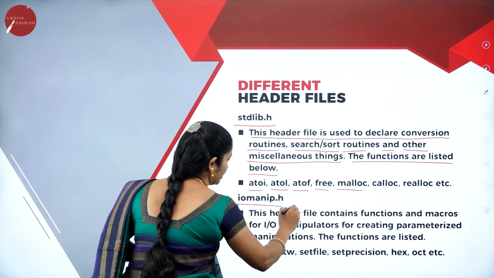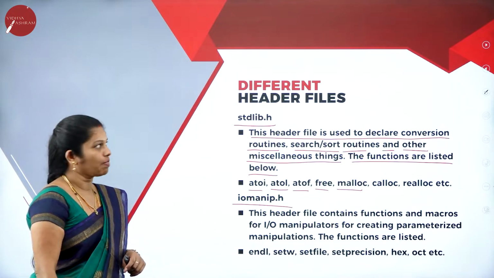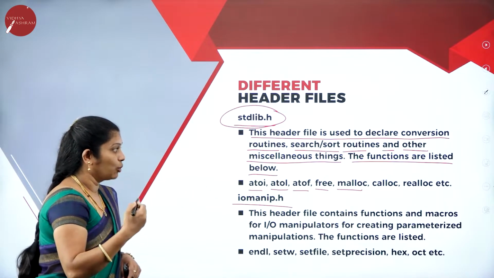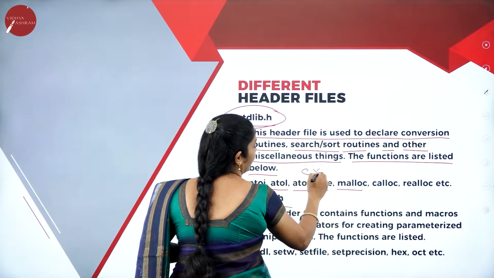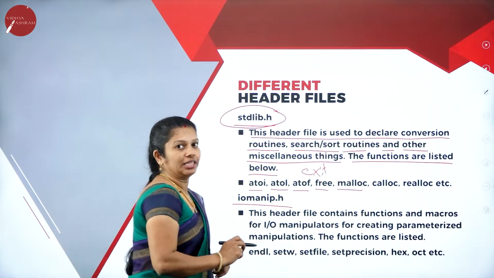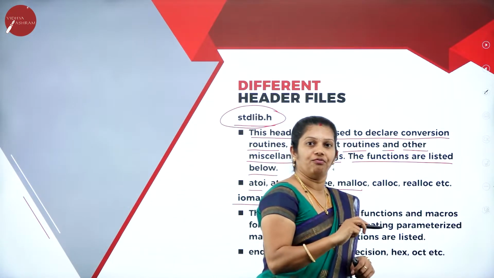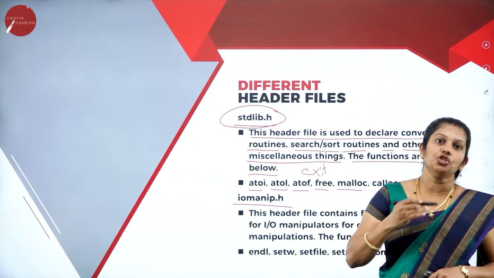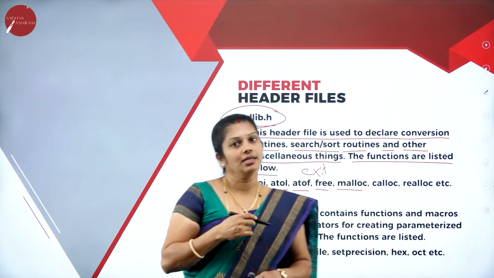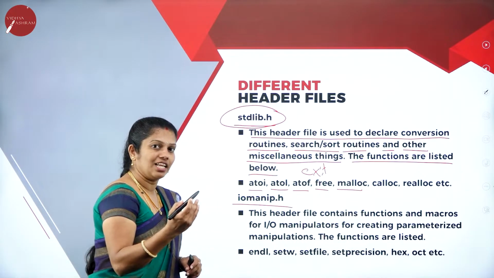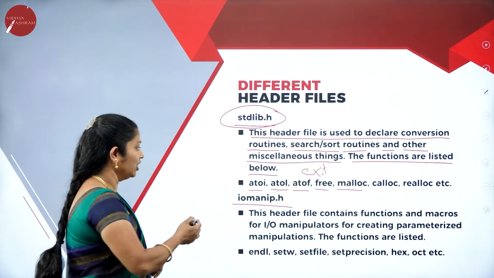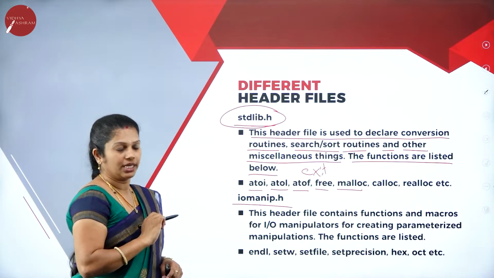And the next header file is iomanip.h, whereas stdlib is the standard library. In the program, if you use exit also, then we need this standard library. Whereas iomanip.h is a supporting header file to manipulate your result, for example setw, setprecision. For that, we need this iomanip, the name itself representing the manipulation purpose. When you want to manipulate the result, we require this iomanip.h header file.